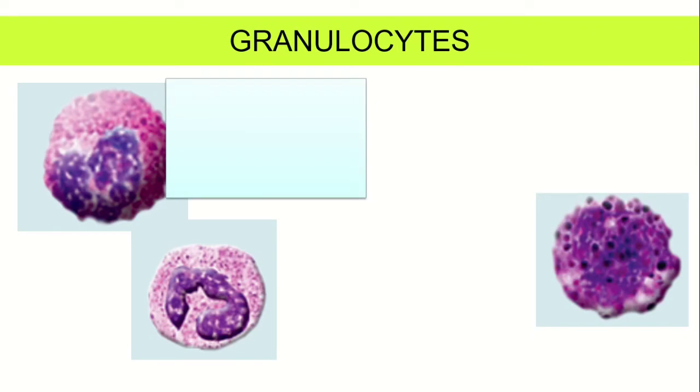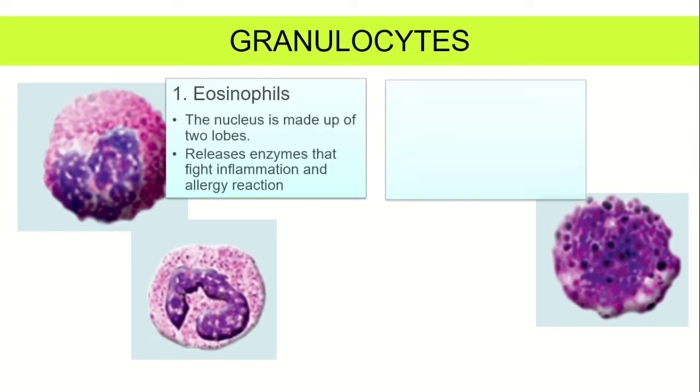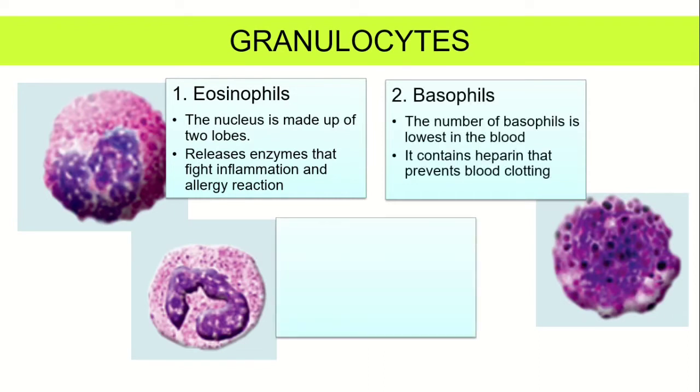Let me discuss more details about the structure of granulocytes. It consists of the eosinophil. Its nucleus is made up of 2 loops and it releases enzymes that fight inflammation and allergic reactions. Basophil. The number of basophils is the lowest in the blood. It contains heparin that prevents blood clotting.